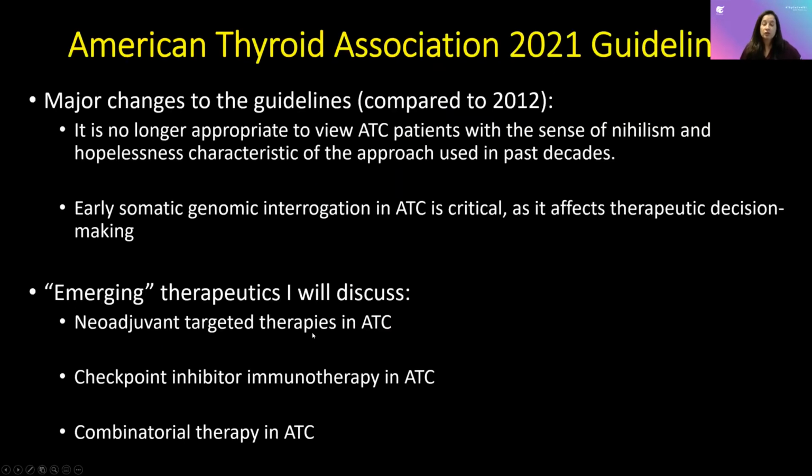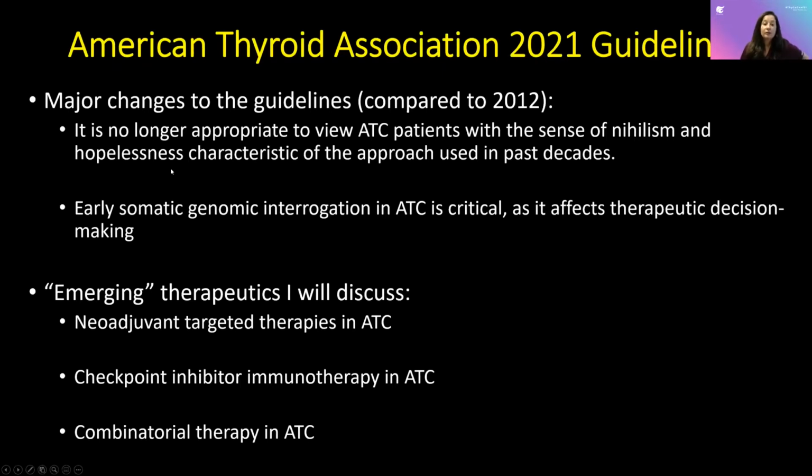Okay, so major changes in the updated guidelines. The last time the guidelines were written for anaplastic thyroid cancer was in 2012. They were published in 2012. So a very long time passed before we got these guidelines published. And it took us a long time to write these guidelines, because things were changing very rapidly when we started.